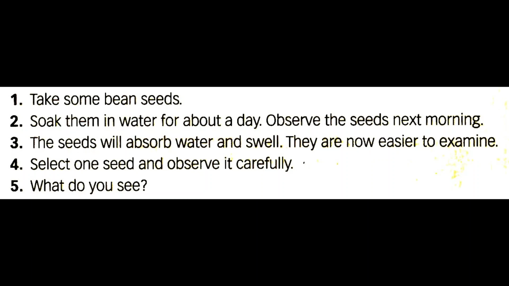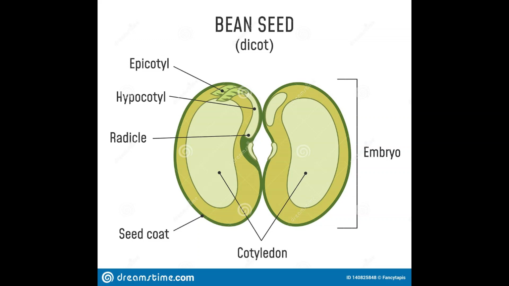Now select one seed and observe it carefully. What do you see? First, there is a thin skin-like covering on the seed. It is called the testa. In common language, we call it seed coat. It protects the seed. It protects the baby plant inside the seed. It has a tiny hole on one side. It allows water and air to enter the seed.